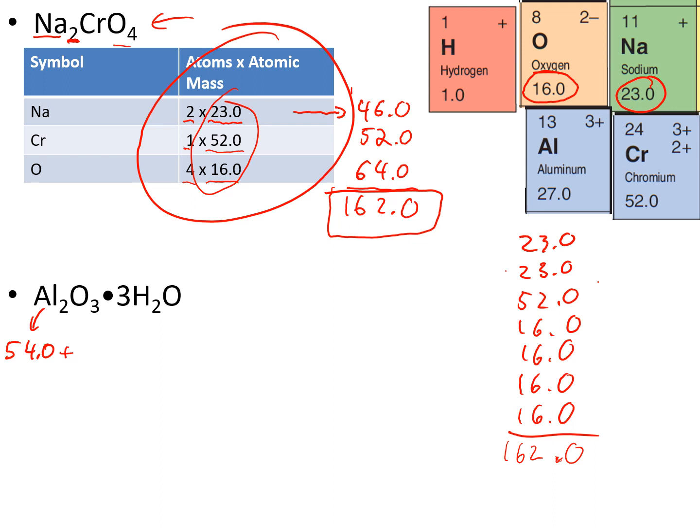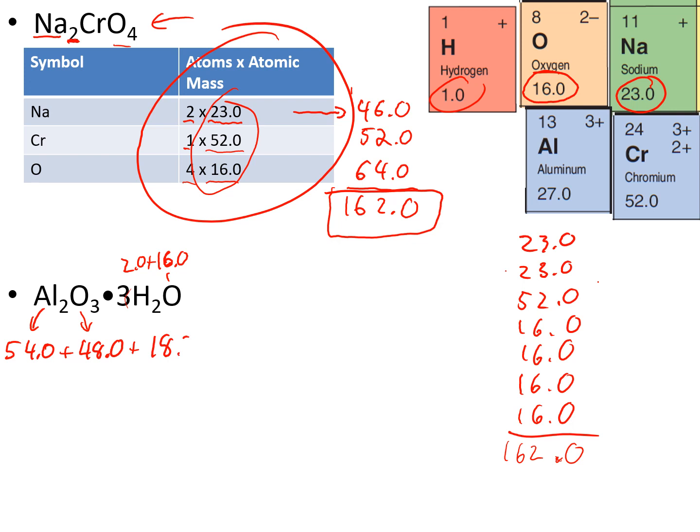Now my oxygen is 16. So 16 and 16 is 32, plus another 16 is 48. So I'm going to go plus 48.0. Okay, now I have 3 H2Os. One O is 16, and 2 hydrogens, well, hydrogen is 1, so 2 of them is 2.0. So 1 H2O is 18.